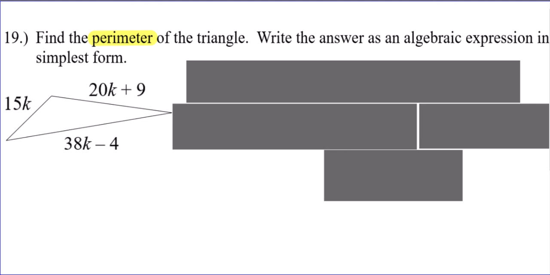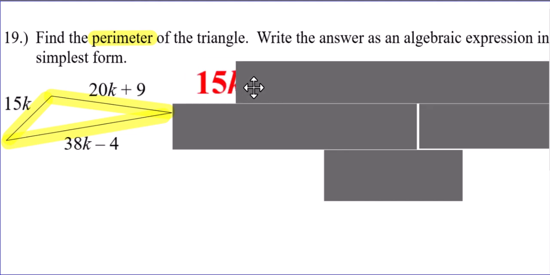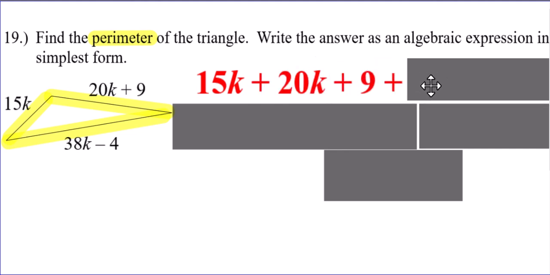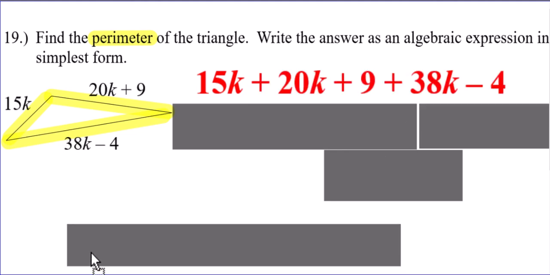Perimeter is taking the lengths of all the sides and adding them together. So you're going to take this length and add it to this length and add it to the final length. And that's exactly what we're going to do. We're going to take 15K, go ahead and write this down, plus 20K plus 9, plus 3K minus 4.